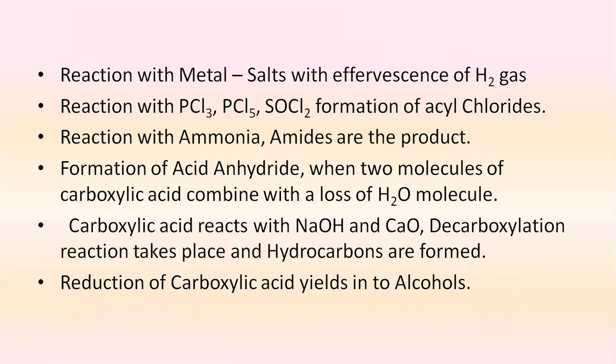So this is about the chemical reactions of carboxylic acids. When these acids react with metals, they form salts with the effervescence of H2 gas. When these acids react with PCl3, PCl5 or SOCl2, in all these reactions acyl chloride is formed. With ammonia, acids are converted into amides, RC double bond O NH2. And when two molecules of carboxylic acid combine with the loss of a H2O molecule, acid anhydride is formed.